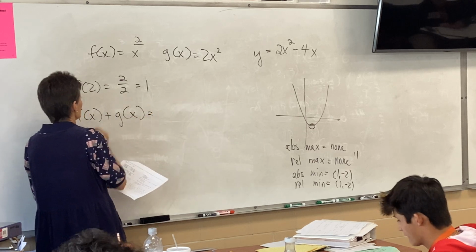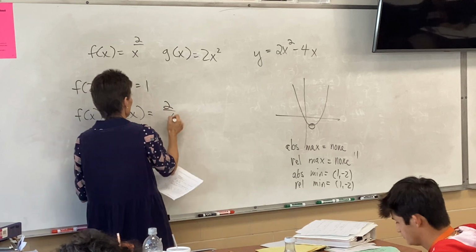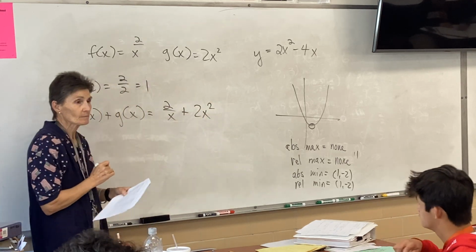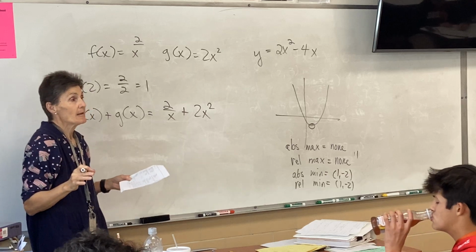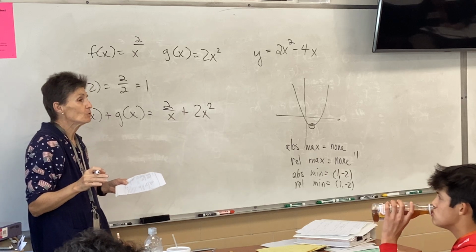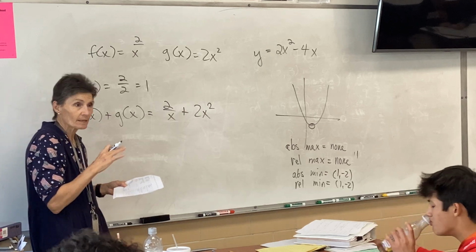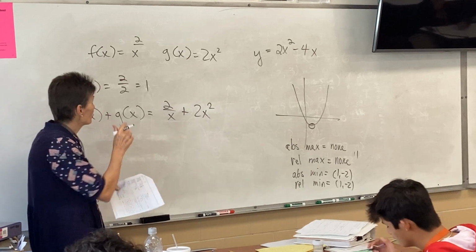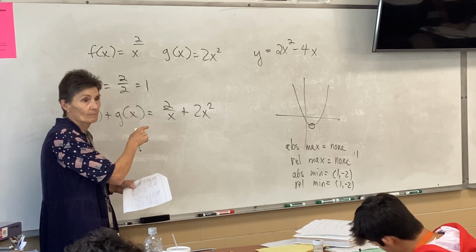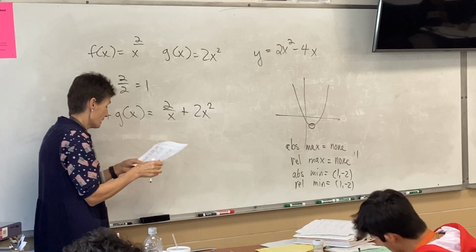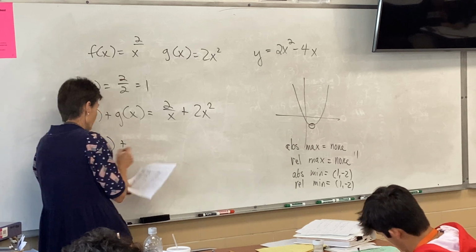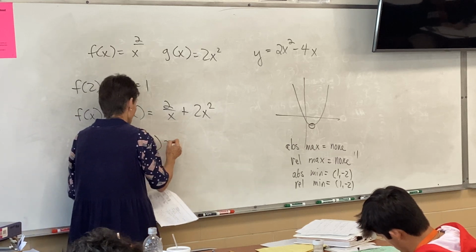It says take your f function and add your g function. Done. Now, could we do other stuff, like get a common denominator and all that? Yeah, but we don't need to. That's our answer right there. Okay? Now, f of negative 3 plus g of negative 2.